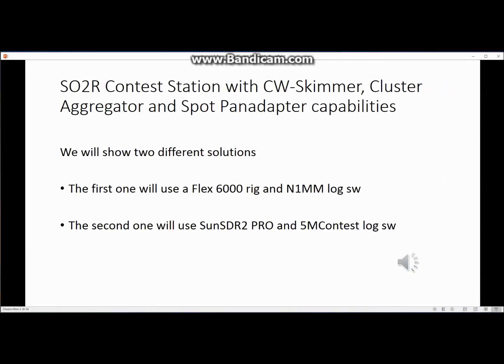Let's see what we need to configure a CW single operator 2 radios contest station, with CW Skimmer, cluster aggregator and spot pan adapter capabilities. We will show two different solutions. The first one will use a Flex Radio 6000 rig and N1 log software. The second one will use an Expert SunSDR2 Pro rig and 5M contest log software.